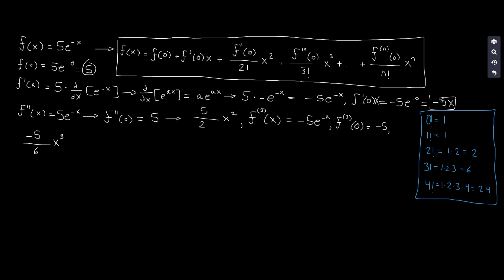And so this is going to be the second term of the Maclaurin series. And then the third term of the Maclaurin series is going to be right here, 5 over 2 times x raised to the power of 2, and then the fourth term is going to be -5 over 6 times x raised to the third power.